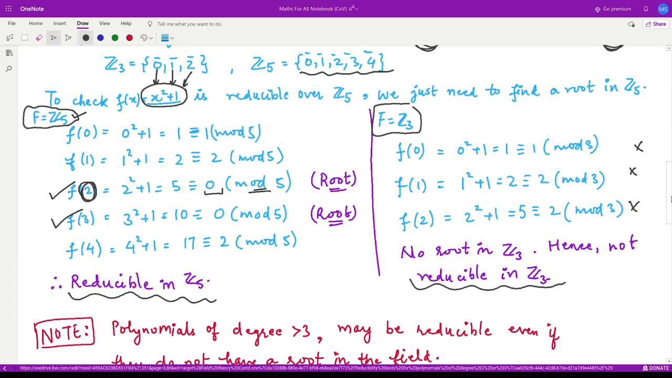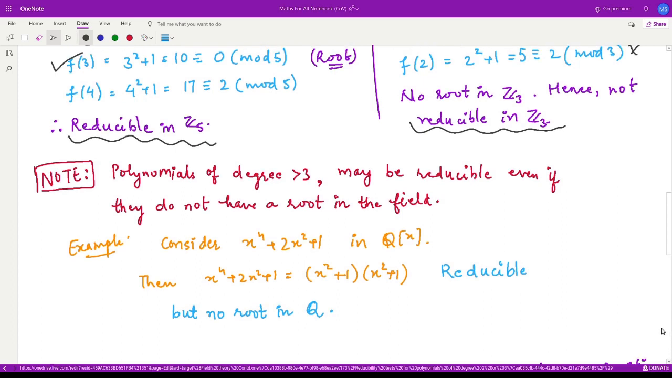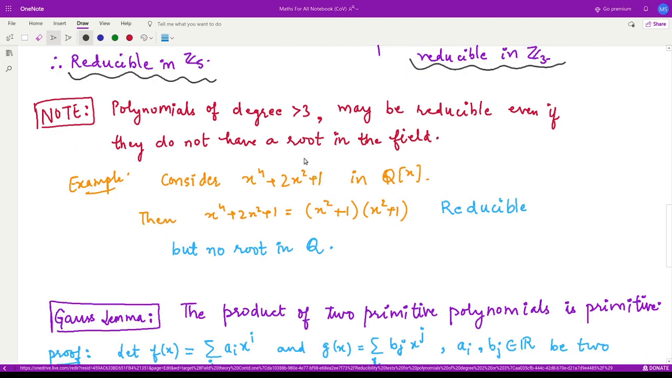So now let us look at the case when the degree is greater than 3. That means it is 4, 5 or 6. So can we again apply the same result onto that polynomial? I am afraid not.